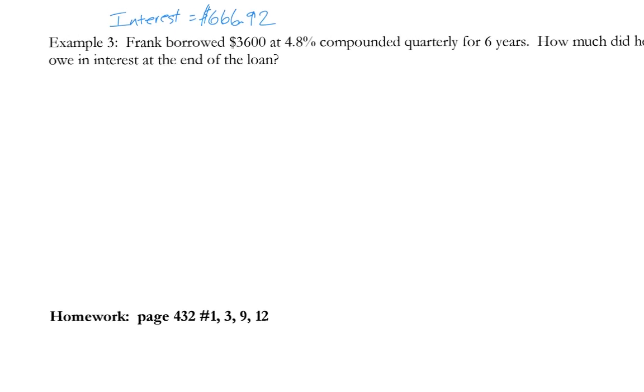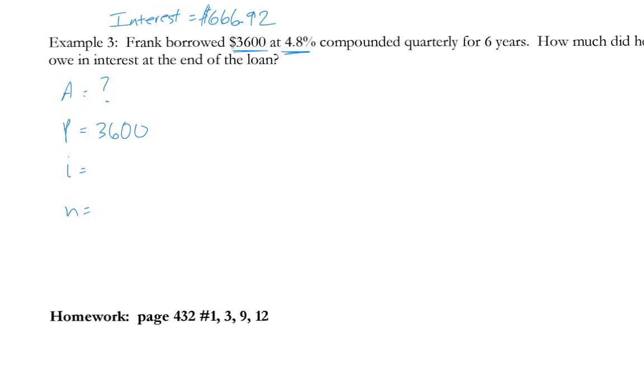Frank borrowed $3,600 at 4.8%, right? And what we're trying to find out is how much he owes at the end of his term for his borrowing, okay? So we don't know what the A value is. So it says he borrows $3,600. So the principal is $3,600, right? And we compound quarterly for 6 years. So we compound 4.8% for 6 years.